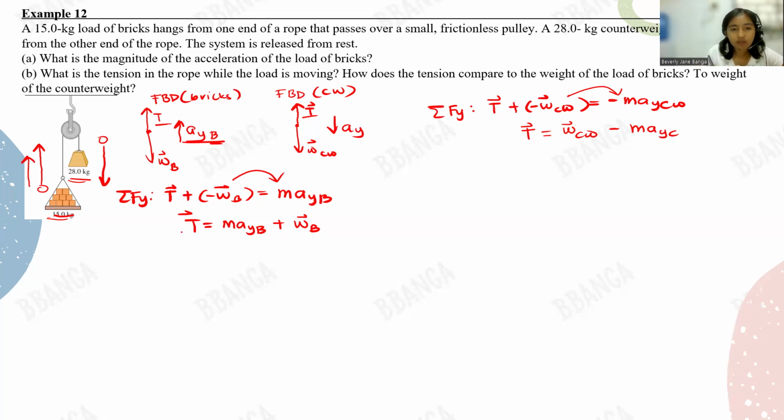Ngayon, pwede kong i-simplify itong T. No? So, T is equal to M. We need to remember pala before yan na M of bricks ito, M of counterweight ito. So, baka kasi magkahalo, no? So, ito pwede ko na isulat as T is equal to M of bricks times AY of bricks plus G, kasi ang weight is mg. Tapos ito naman, pwede kong isulat as M of counterweight times G minus AY of counterweight.